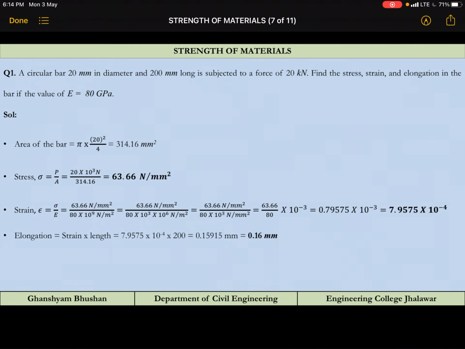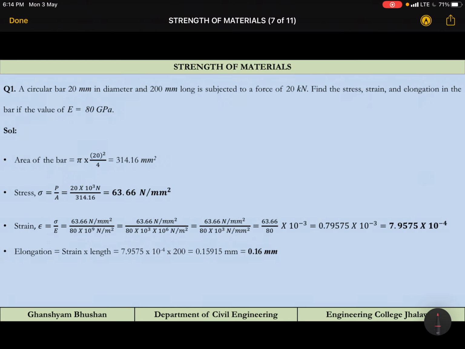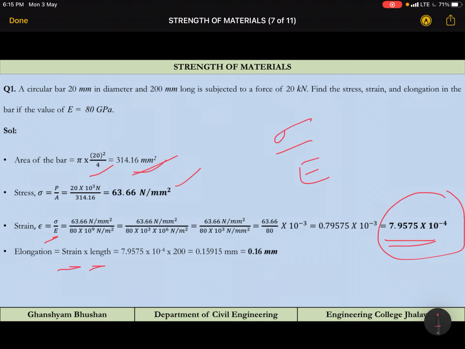So for your reference, I have solved this problem here. For stress, we must know the area. Cross section area is coming out to be 314.16, that is 100 pi. P is given as 20 and the area is given, so 63.66 is the stress. Now sigma upon E, you can see here. Finally, after putting the values, you get 7.9575 times 10 to the power minus 4. So you can see a very small strain is there, and elongation will be strain times length. So you can see that for a bar 200 mm long, the elongation is not even 0.2 mm.